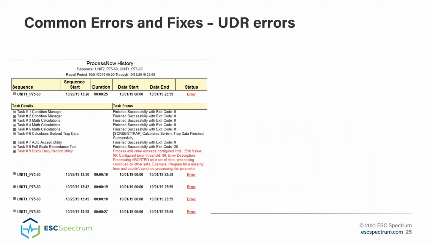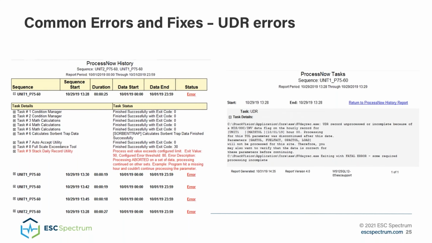Another common one we see here is the UDR, or stack daily record utility has failed. This is showing you what you'll see on your ProcessNow history report, as well as when you click the red error link button. This one shows you, hey, we're seeing either a missing, out of control, or invalid data flag on, and then as Alex explained before, it's got the source, the parameter, the date, and the hour.